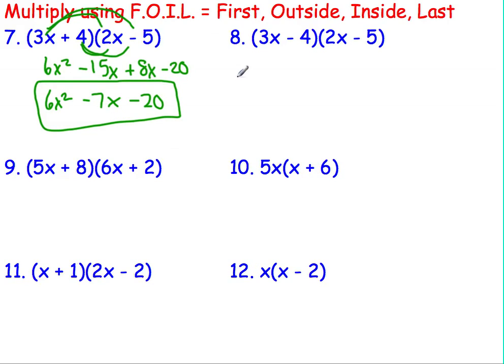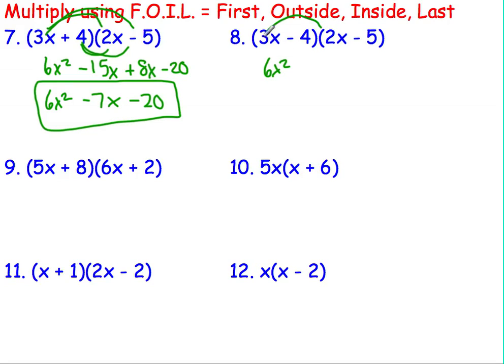Next problem is really similar. The second binomial is exactly the same. The first one's just a little bit different. Notice the negative sign here versus the positive sign here. We'll see how just one tiny little thing that's going to be changed will end up changing our answer quite a bit. So we'll have 3x times 2x, that's 6x squared.